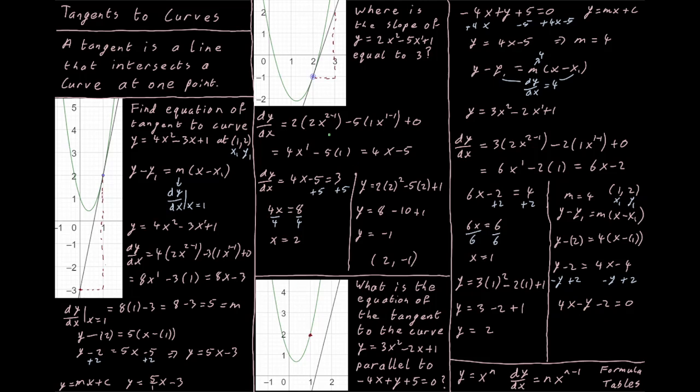So we can see how we can use the derivative to get the slopes of our curves, and then use the equation of the line formula to use those slopes and the points that we find to get the equations of our lines. And that is what we need to know for tangents to curves.